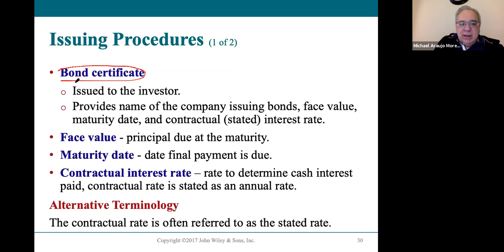Bonds are real. They're real property. You'll get a certificate proving ownership. Most of these are just sort of data entry type of things, but you can get a physical certificate. The amount of the loan is going to be the face value. The date that it's supposed to be paid back is the maturity date. And a bond has a contractual interest rate. They promise to pay you whatever the interest rate is in the contract. Right? So that's important to know.